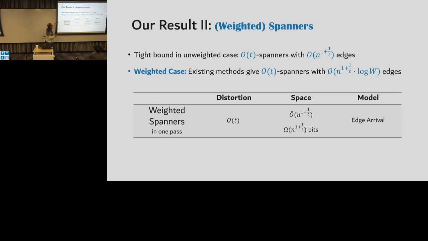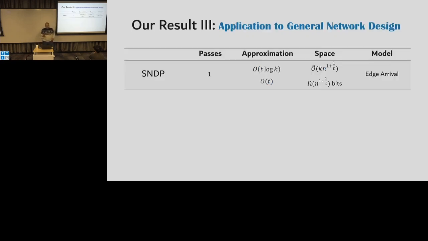Okay, so I'll talk about these results more. Let me just also mention what our results for the connectivity augmentation problem imply for network design problems. Using the result for connectivity augmentation, we can show that there exists a single pass streaming algorithm with approximation order t log k that uses space k times n to the 1 plus 1 over t. And from the lower bound part, we also know that to get order t approximation, we need at least omega of n to the 1 plus 1 over t.